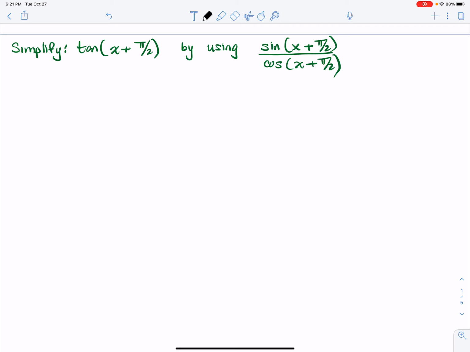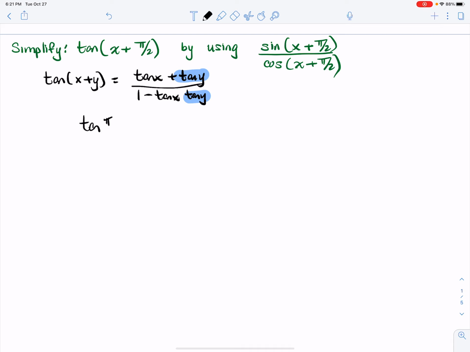And the reason for that is, well, remember that tangent of x plus y is equal to tan x plus tan y over 1 minus tan x tan y. Well, if I plug in pi over 2 for y, weird things happen. Remember that tangent of pi over 2 is undefined. So we're not going to be able to use this identity to find that because I can't evaluate tangent of pi over 2. But we're going to go another way around.